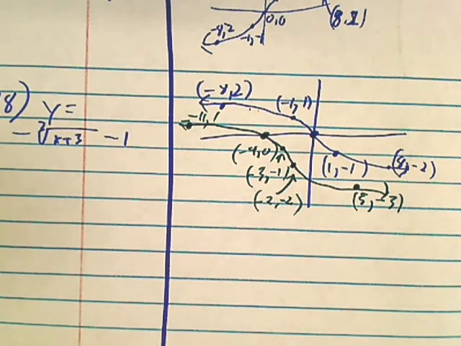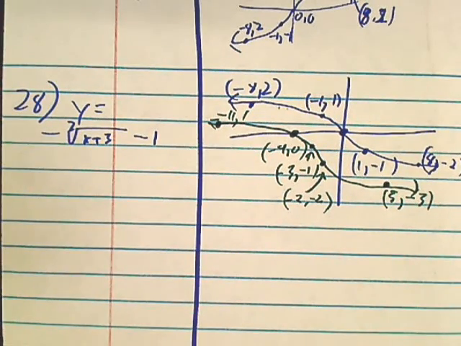Okay, the cube root goes in both directions. It's not just a little tail like the square root. So there is number 28. The green line is my answer.